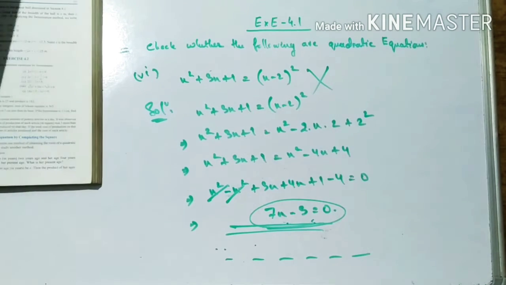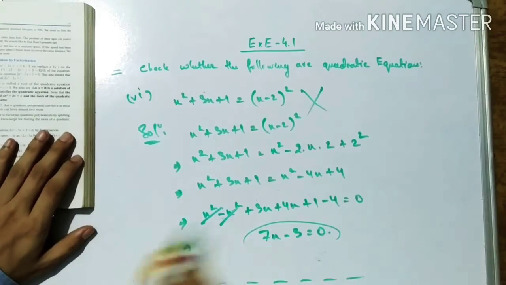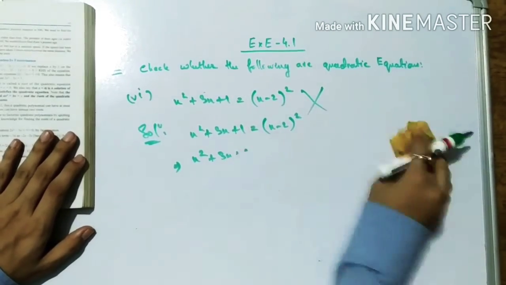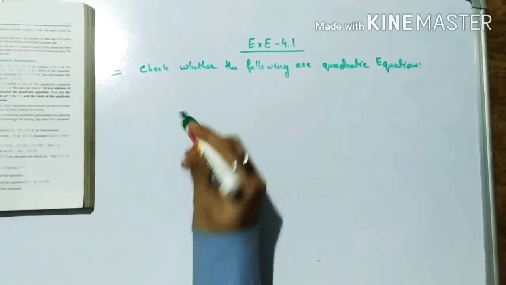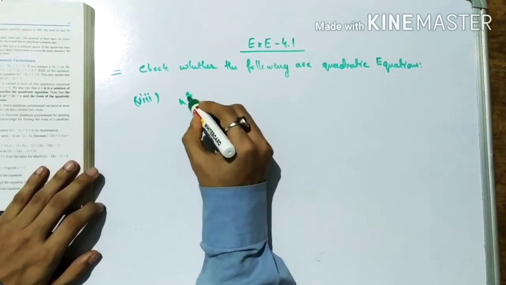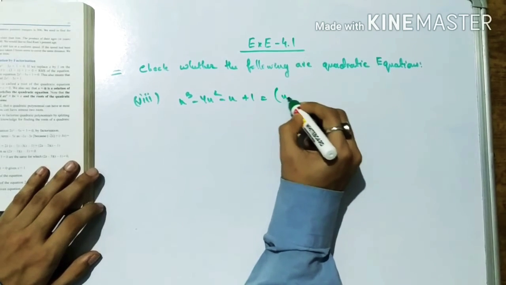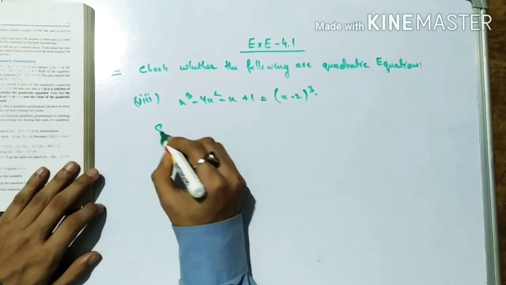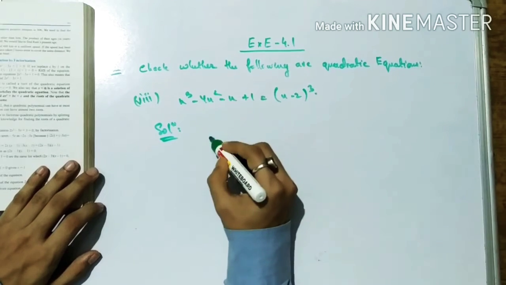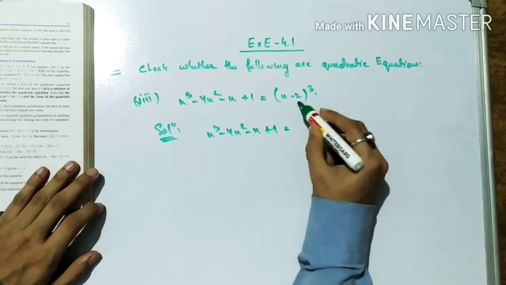Okay. So the last one, which is question number 8, I will do now. This is question number 8. x cube minus 4x square minus x plus 1 is equal to (x minus 2) the whole cube. So this is our solution. This is x cube minus 4x square minus x plus 1 is equal to this one.